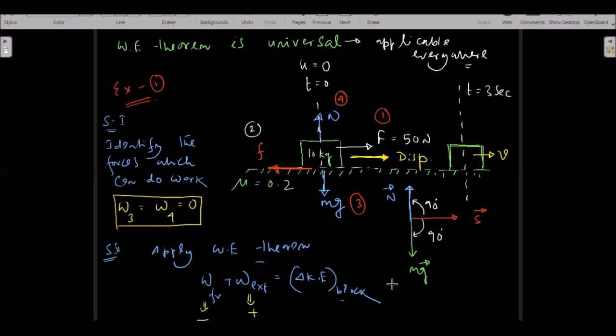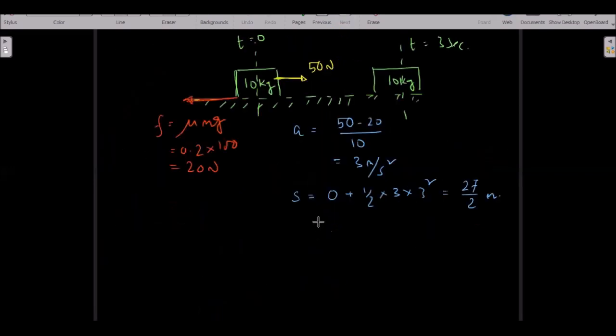Everyone confirm me. See, the body is getting displaced in the direction of external force and it is opposite to the direction of friction. So that's why work done by external agent is positive, work done by the friction is negative, right? So I will separately calculate work done by external agent equal to how much? 50 into 27 by 2 joule. Work done by friction is equal to how much? 20 into 27 by 2 joule with a minus sign.